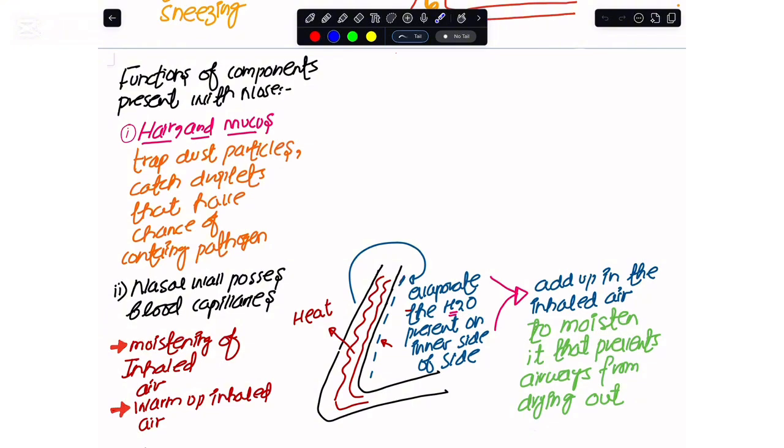Earlier in this chapter we said that the purpose of our airways is that they not only have to warm the inhaled air, but at the same time also have to moisten it. By moistening the air, I mean that to the inhaled air, I am required to add some content of water vapors into it.